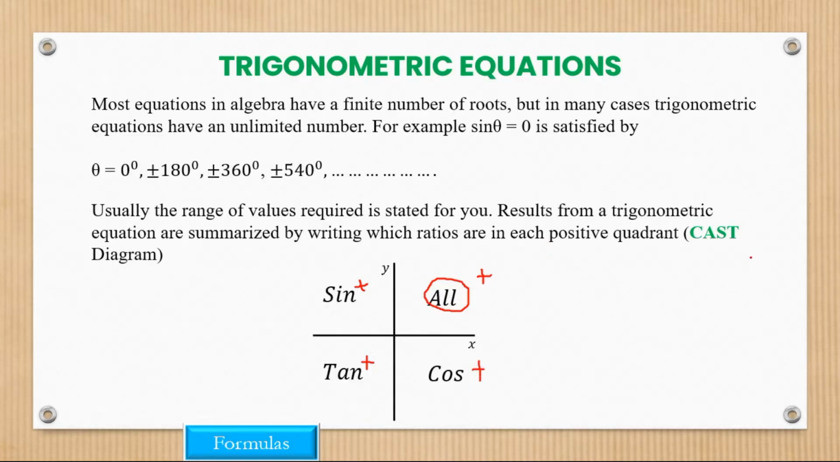The reason I call it a cast diagram is because when you remember it as cast, it will allow you to remember it easily. Cast simply means that we have the C for cos, the A for all, the S for sine, and the T for tan. So we'll be moving in this direction. This cast statement will help you to remember the diagram properly.